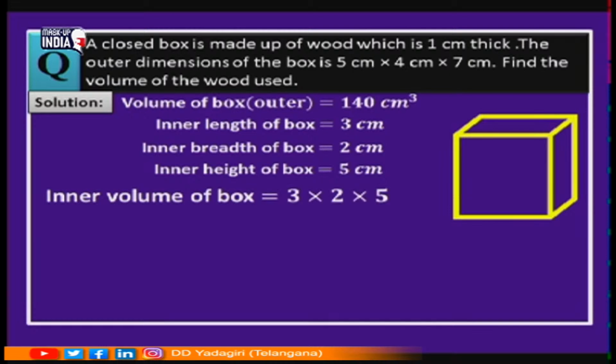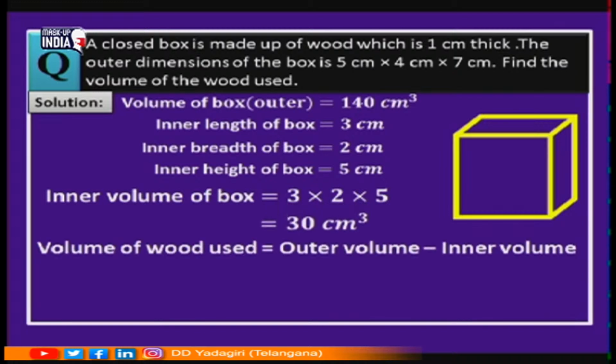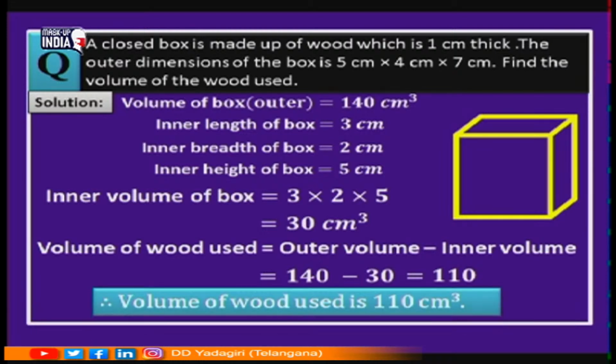Now, let us find the inner volume of the box, children, that is 3 into 2 into 5. How much do you get? Yes, you get 30 centimeter cube. Already told you the formula to find the volume of wood used is given by outer volume minus the inner volume. Outer volume is 140 minus the inner volume 30. Now, subtracting these two, what do you get, children? Yes, 110. That means the volume of wood used is 110 centimeter cube. I hope you understood the problem clearly, children.